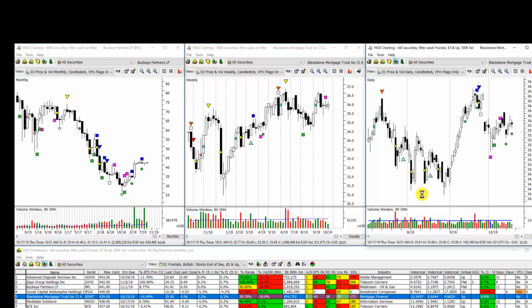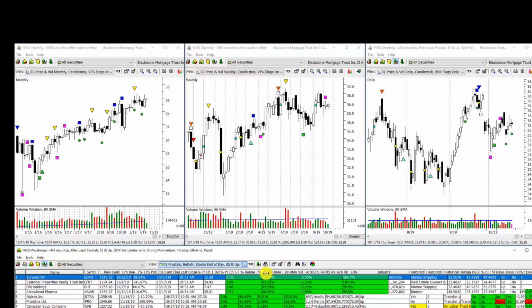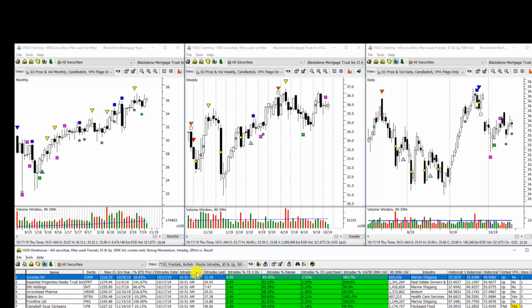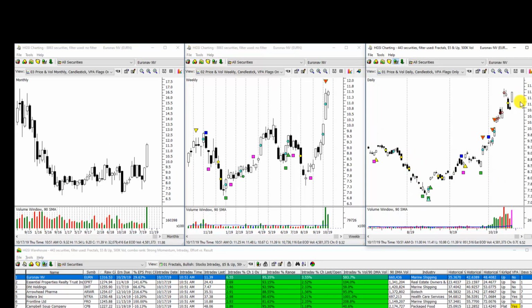So when I'm prospecting with these charts and this filter, I usually go in and use the intraday so I can really see what's moving now. So here is EuroNav NV. This is an ADR, it looks like, but you can see that the daily chart, this is back in the middle or the first third of August.